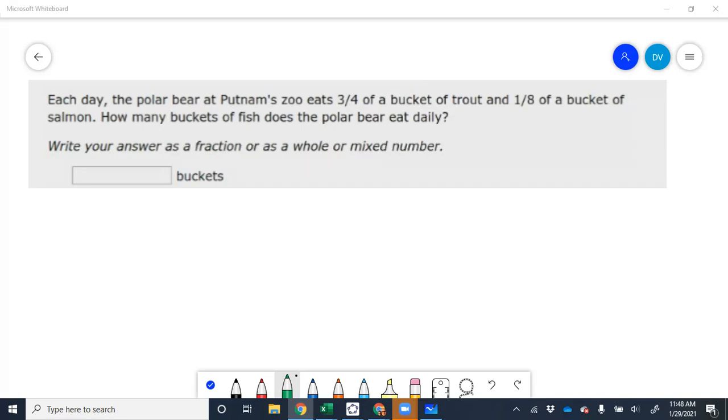I'm going to throw another word in there. How many fish does the bear eat total? In other words, we have to add these up. So I'm going to write down what I just said. We're going to add up two fractions, 3/4, and maybe when you write this, 1/8.